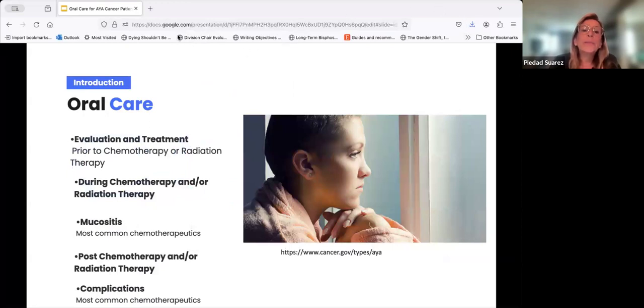So usually we divide the treatment before, as I mentioned, during the treatment. Again, the most common condition that you may develop is mucositis, but we also need to know how we are going to keep the oral health post-treatment.